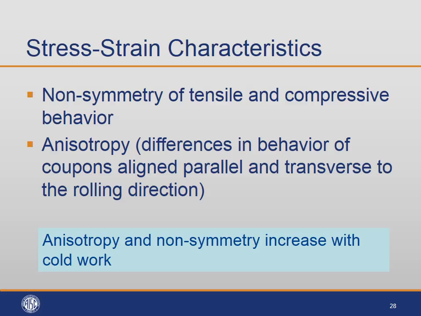A couple of other aspects of the stress-strain characteristics need to be mentioned. In stainless steel, you do observe some non-symmetry between tensile and compressive behaviour. And additionally, there can also be anisotropy, and this describes the difference in behaviour between coupons which are parallel or transverse to the rolling direction. Now these two phenomena, anisotropy and non-symmetry, increase with the level of cold work.